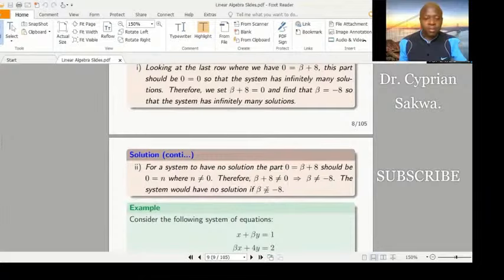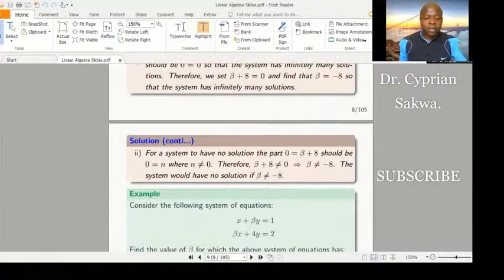But if beta is equal to negative 8, this system would have infinitely many solutions. So that means if beta is 1, the system would have no solution. If beta is negative 7, the system would have no solution. If beta is any number other than negative 8, the system would have no solution. So that is the answer.